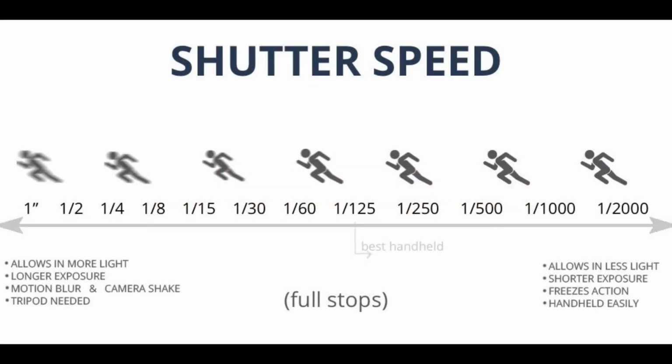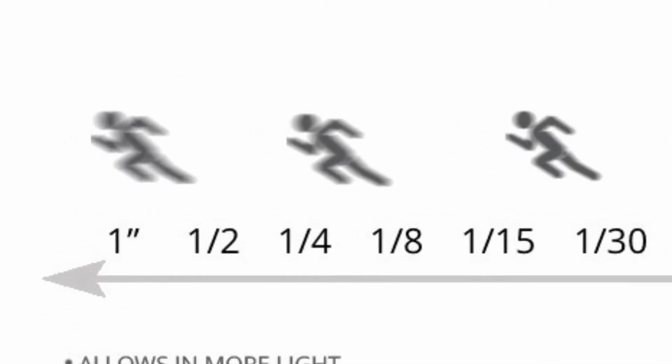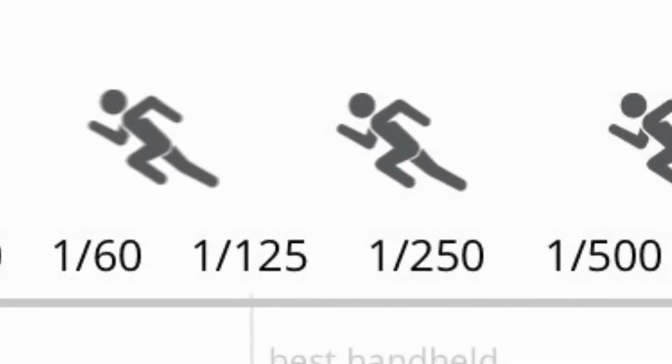Next is shutter speed. This is the amount of time the shutter is left open. The longer it is open, the more light is let in and the more motion there is in the image. The shorter it is open, the less light is let in and the less motion blur there is.